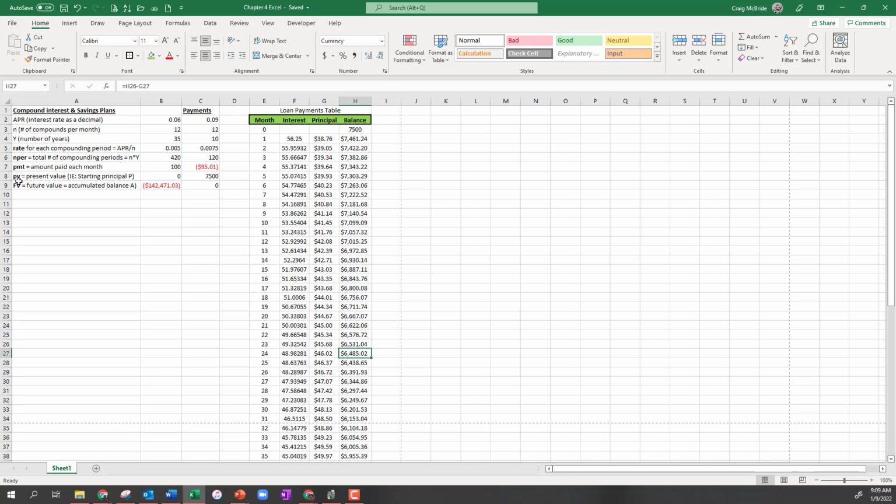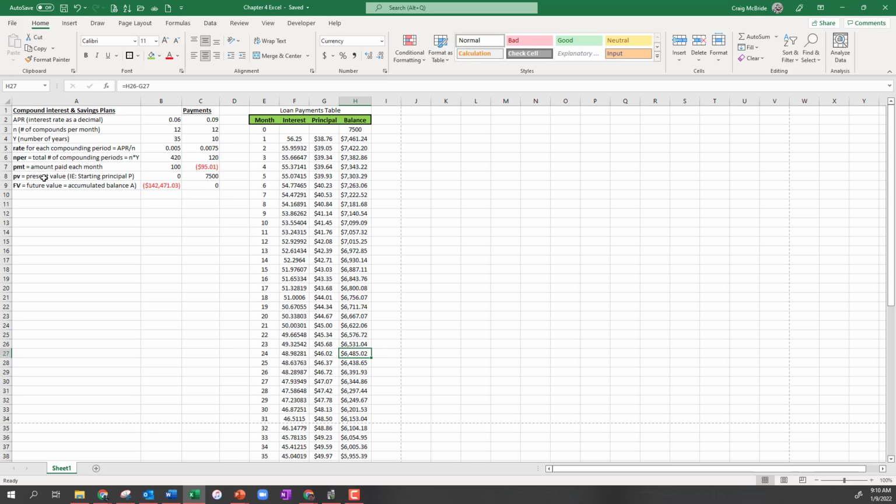And then these things in bold are what is needed for Excel to run its future value function. That's right, Excel has this awesome function built into it that as long as you tell it these four things, you give it rate, N per, payment, and present value, it will calculate the future value. It will basically tell you how much money you have in your account at the end of said amount of time.